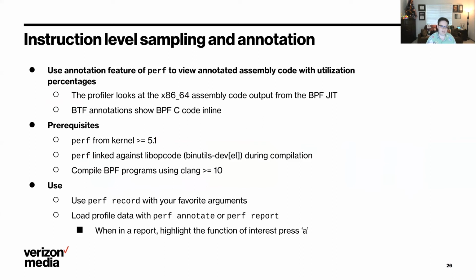So lastly, let's dive into instruction level sampling. Here we are going to use the annotation feature of perf. Perf allows you to look at the assembly code inside of a function and look at the utilization of each one of those instructions. The annotations actually allow you to take C code from the kernel and put it inline so you can see which assembly code belongs to which line of code.